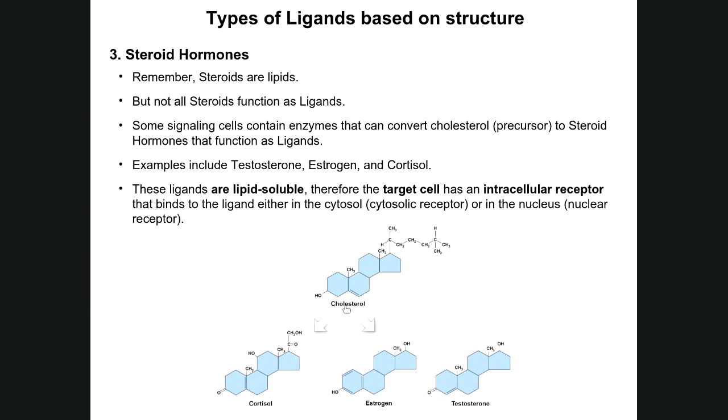Okay, so down here, cells in the testes of the male contain enzymes that, when they take up cholesterol, can tweak its chemical structure, transforming it into a ligand, or more specifically, the steroid hormone testosterone. In women, in cells of the ovaries, there are cells that can take the steroid cholesterol, and there are enzymes in those cells that can tweak the chemical structure of cholesterol, transforming it into estrogen.